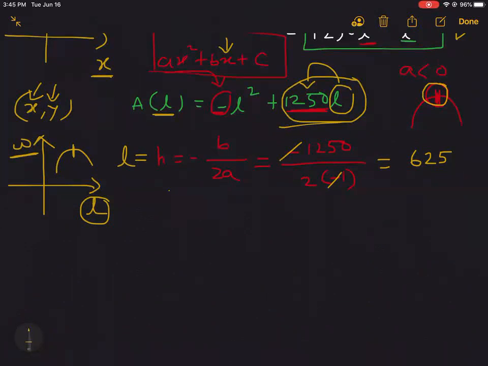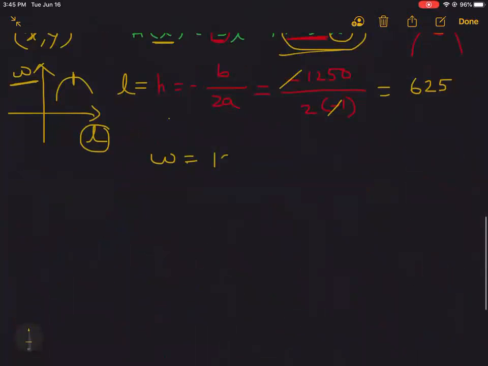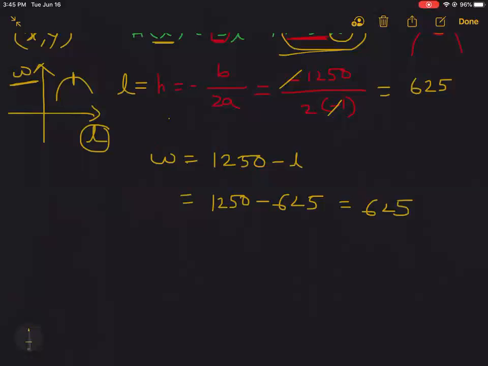And W is, let me recheck it, 1250 minus L. So 1250 minus L. Just plug it back here. 1250 minus 625 is 625. Okay.